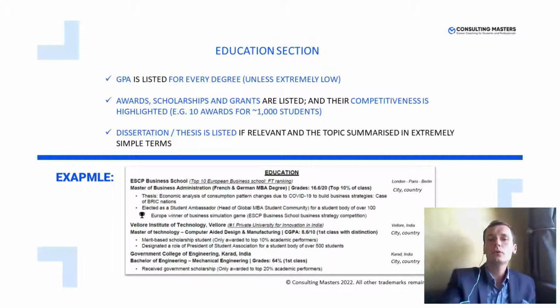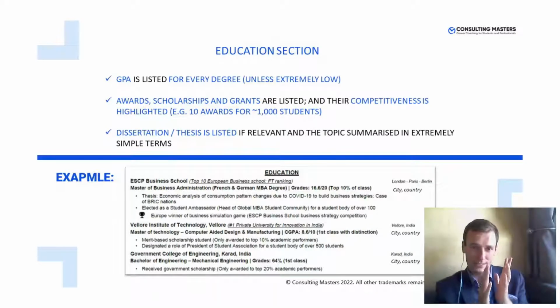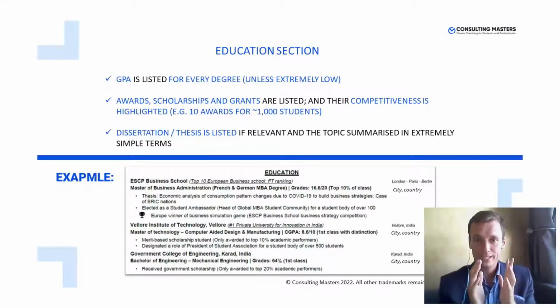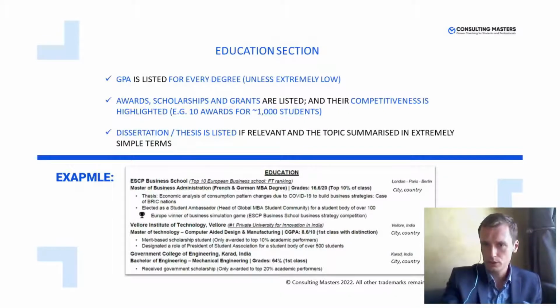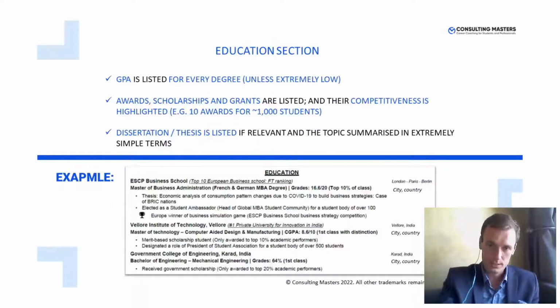Now let's have a look at an example of one of the candidates and how he or she did this. As you see here at the bottom of the screen, there is a higher education section, and the candidate has graduated from ESCP Business School, which is among the top 10 European business schools according to the Financial Times ranking. Among the top 10 is again a quantifiable impact which the candidate is showcasing here. He or she studied in London, Paris, and Berlin, which shows that this was an international study, another plus for the candidate.